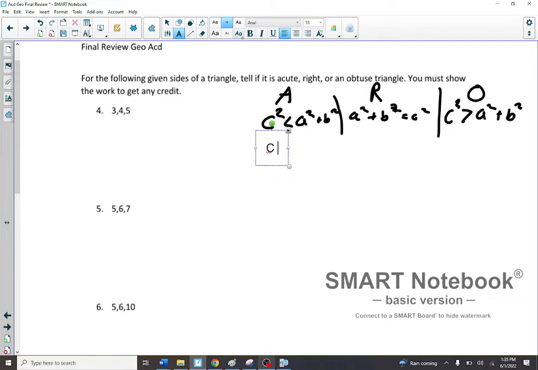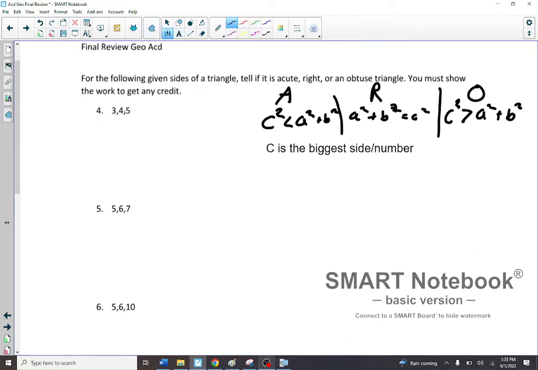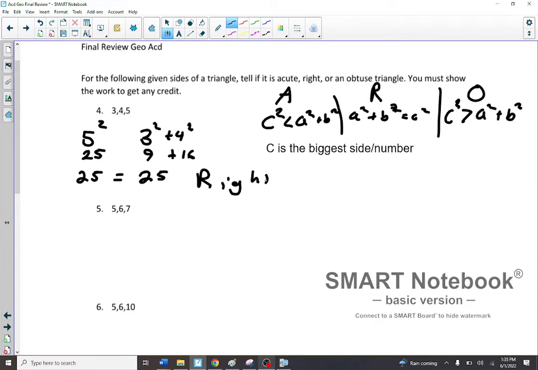Okay. C is the biggest side/number. So first, let's look at here. 5 is the biggest number. So 5 squared is going to go against 3 squared plus 4 squared. Well, 5 squared is 25. 3 squared is 9. 4 squared is 16. 9 plus 16? 25. Wait a second. They're equal. Because they're equal, this is a right triangle.